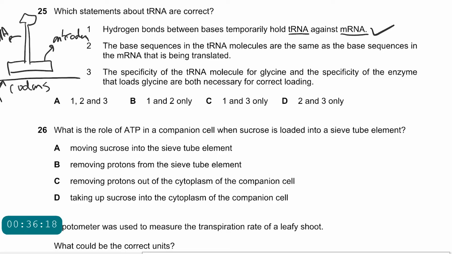Statement 2. The base sequence in the tRNA molecules is the same as the base sequence in the mRNA that is being translated. This is incorrect because the base sequences in the tRNA molecules are complementary to the DNA, however, it has uracil instead of T. So this is incorrect. Point number 3, the specificity of the tRNA molecule for glycine and the specificity for the enzyme that loads glycine are both necessary for the correct loading. This is correct. Therefore, the answer is going to be C.